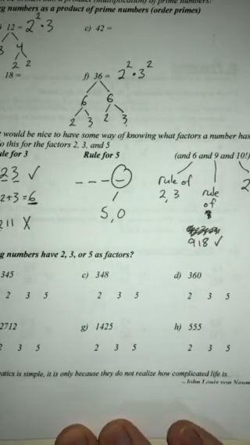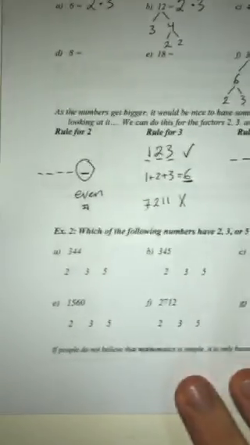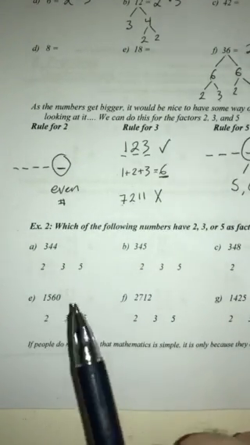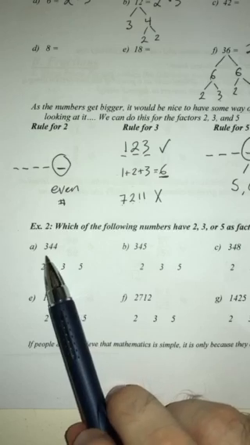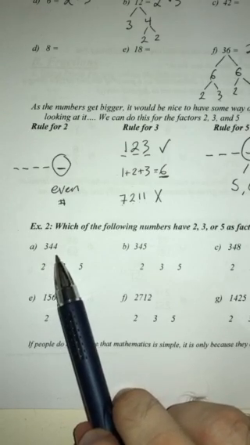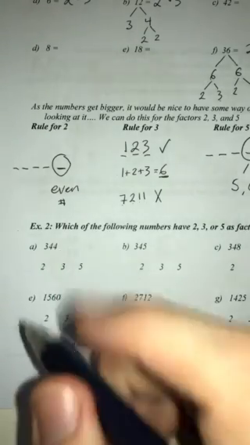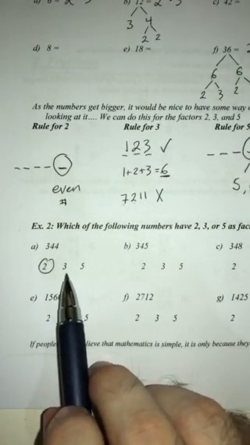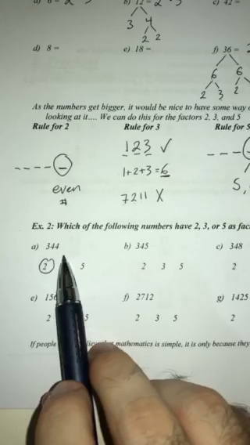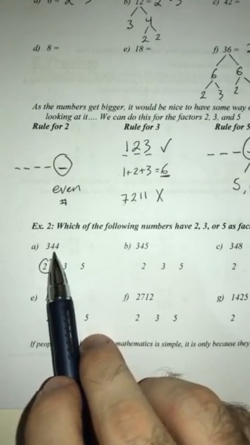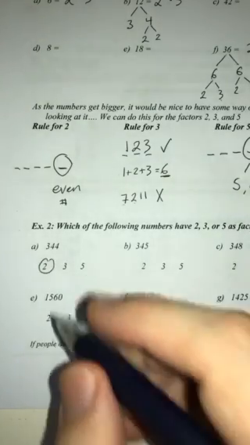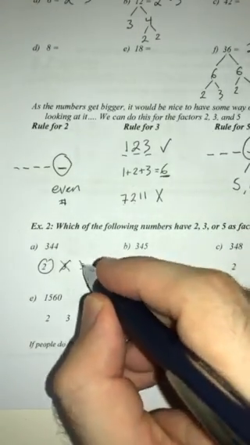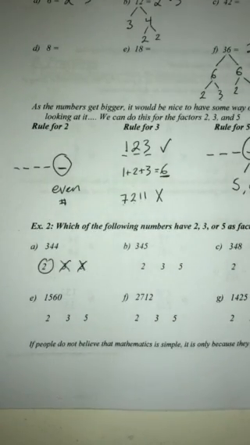Okay, so with that in mind, we can actually quite easily go through and do some of these. So let's try a few. Again, I'm not going to do all of them. So 344, it ends with an even number, so it's divisible by 2. If I want to figure out if it's divisible by 3, I add all these digits up. So 3 plus 4 is 7, 7 plus 4 is 11. So no, it's not divisible by 3. And the last digit is a 4, so it's not divisible by 5.